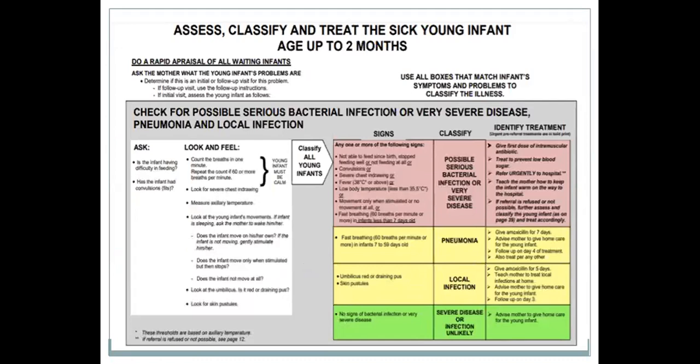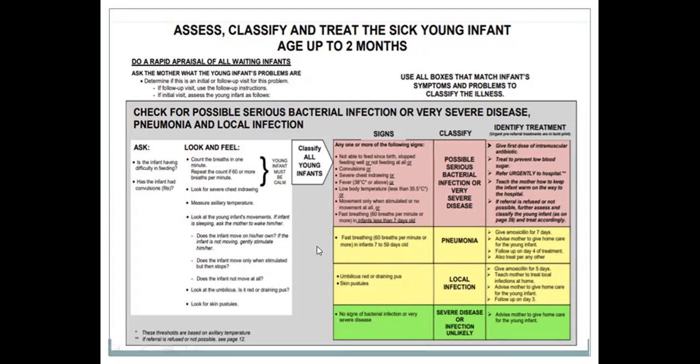Now, according to the guidelines and management of disease which is covered in IMNCI, first of all, from 0 to 2 months: assess, classify, and treat the sick young infant up to 2 months. For example, ask if the infant has difficulty in feeding, look and listen for signs of breathing, count the breaths and check for chest indrawing, measure axillary temperature, see whether the infant moves or not when stimulated, and then classify the signs and identify the treatment.